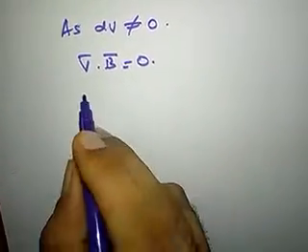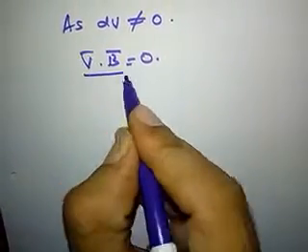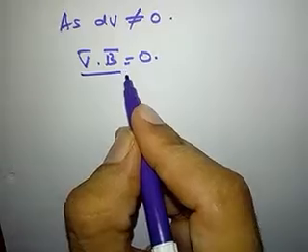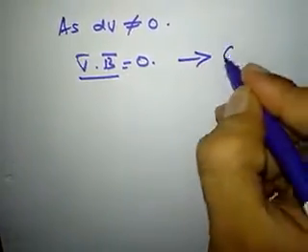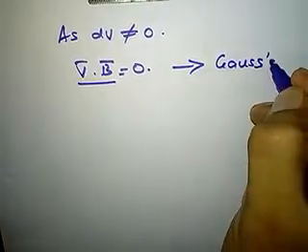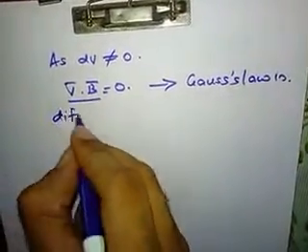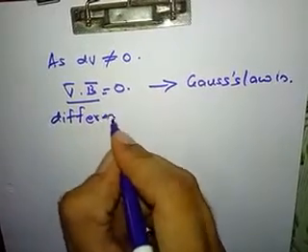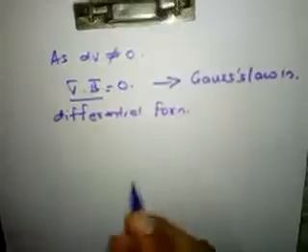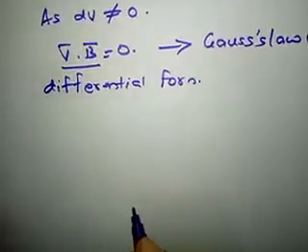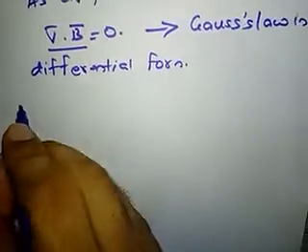What does it indicate? Divergence of magnetic flux density is always 0. Del dot B bar is the divergence of magnetic flux density, and it is always equal to 0. This is called Gauss law in differential form for magnetic fields.